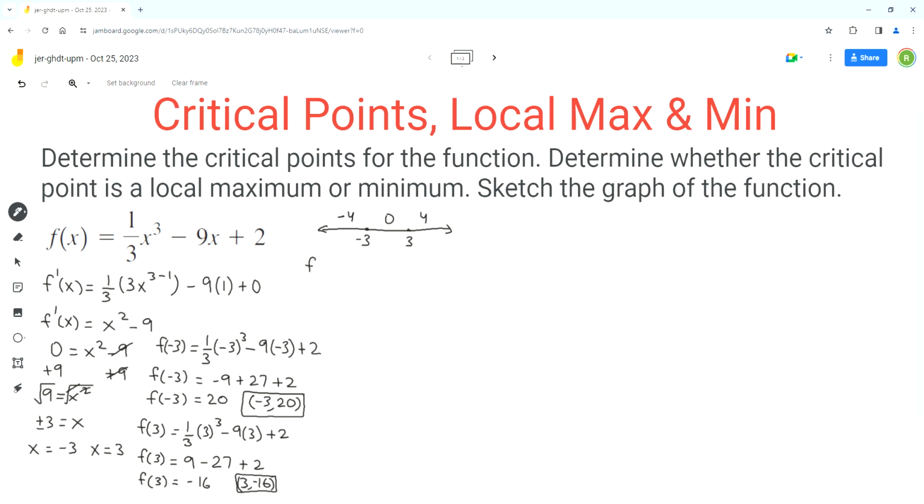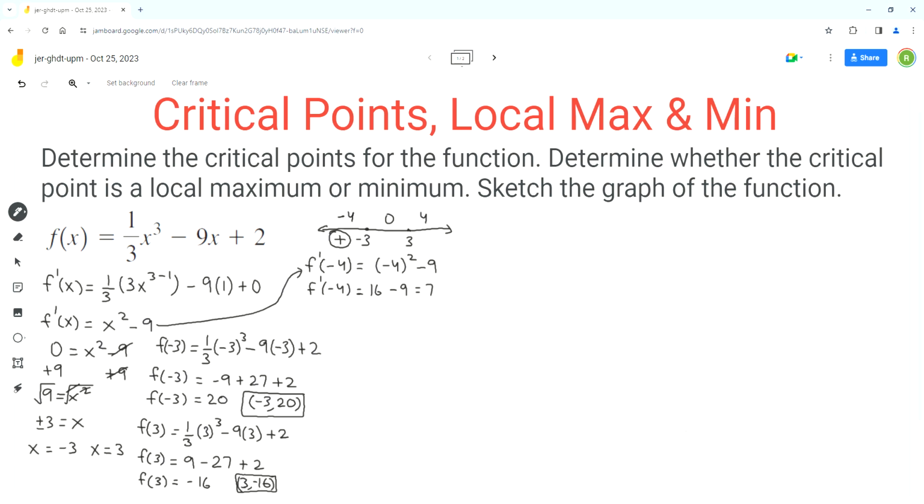For x equals -4, f prime of -4 equals -4 squared minus 9. We have to use the f prime of x equation, so it's this one. Now we can simplify this expression. f prime of -4 equals 16 minus 9, which is equal to 7. So we got a positive value for f prime. The function is increasing on the left side of -3.